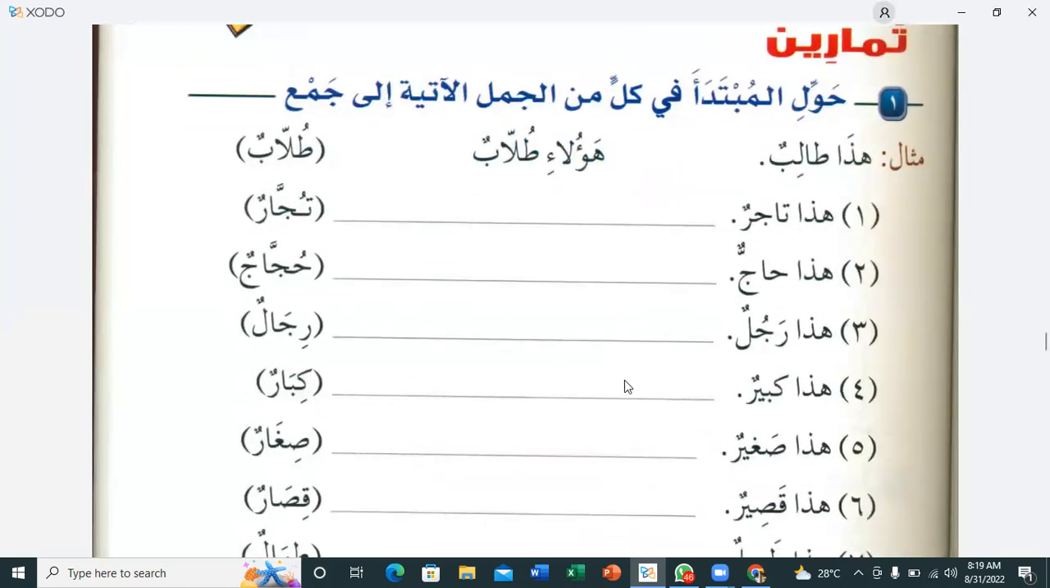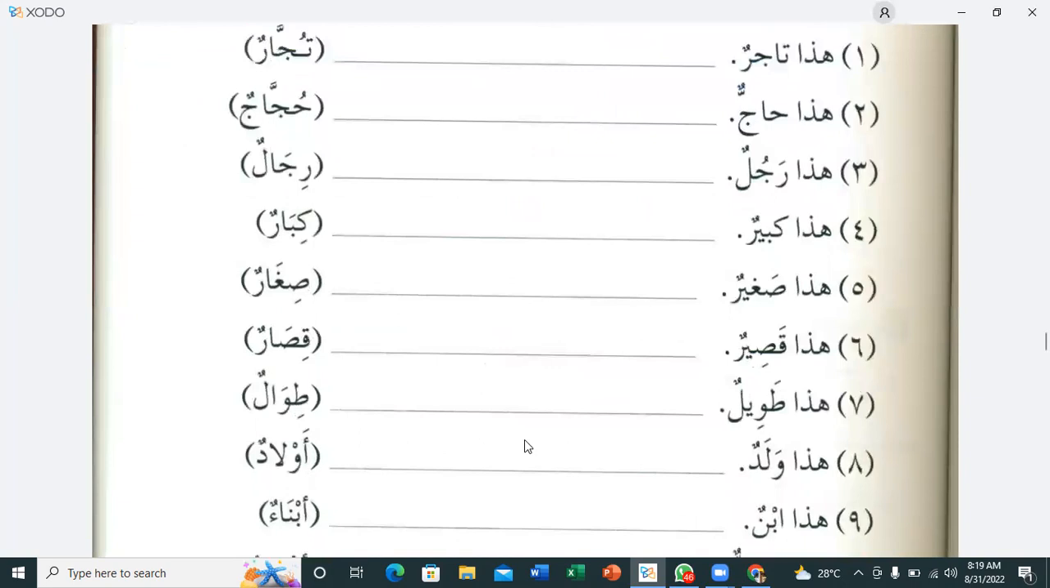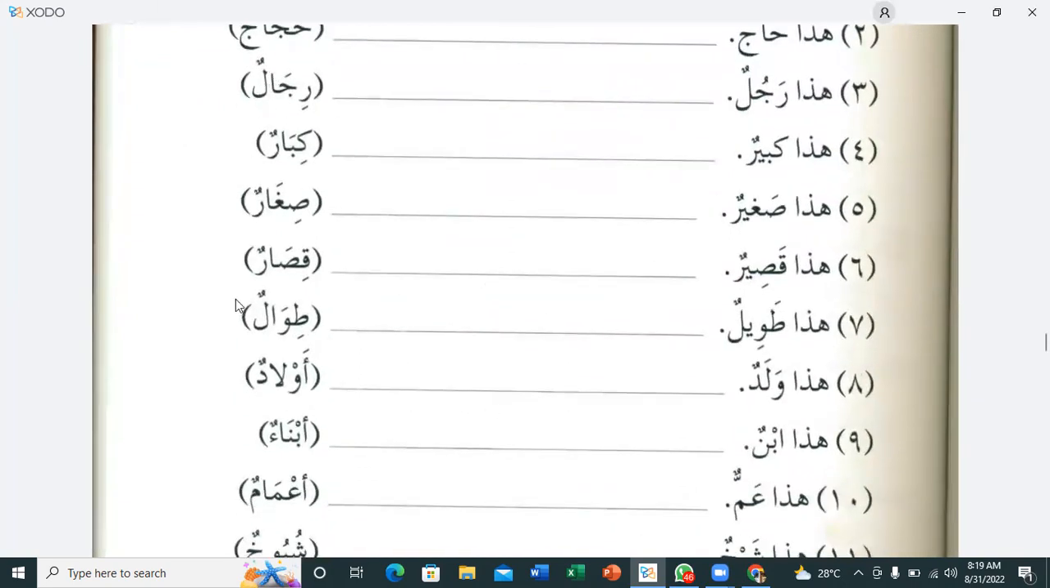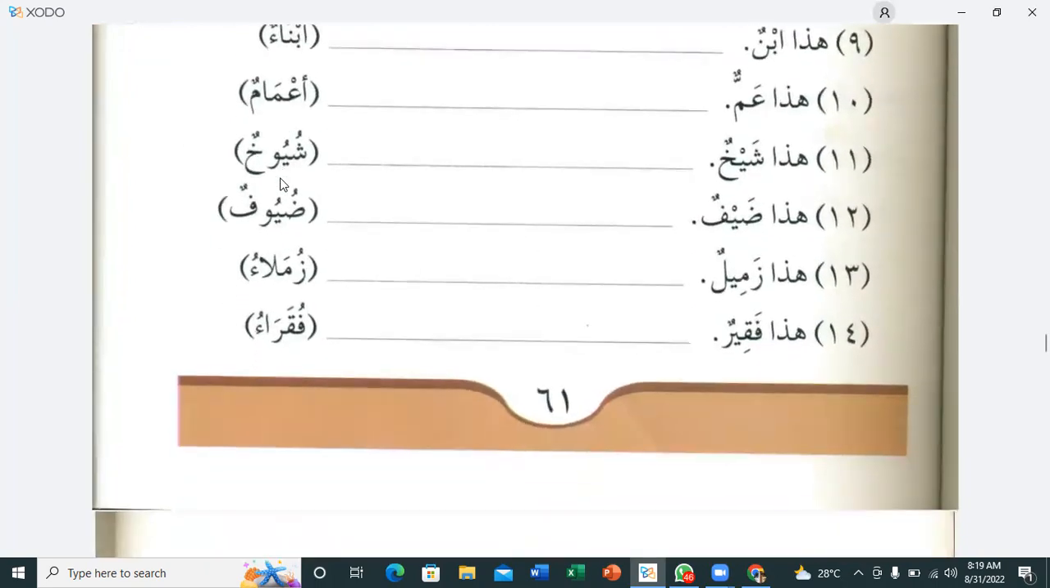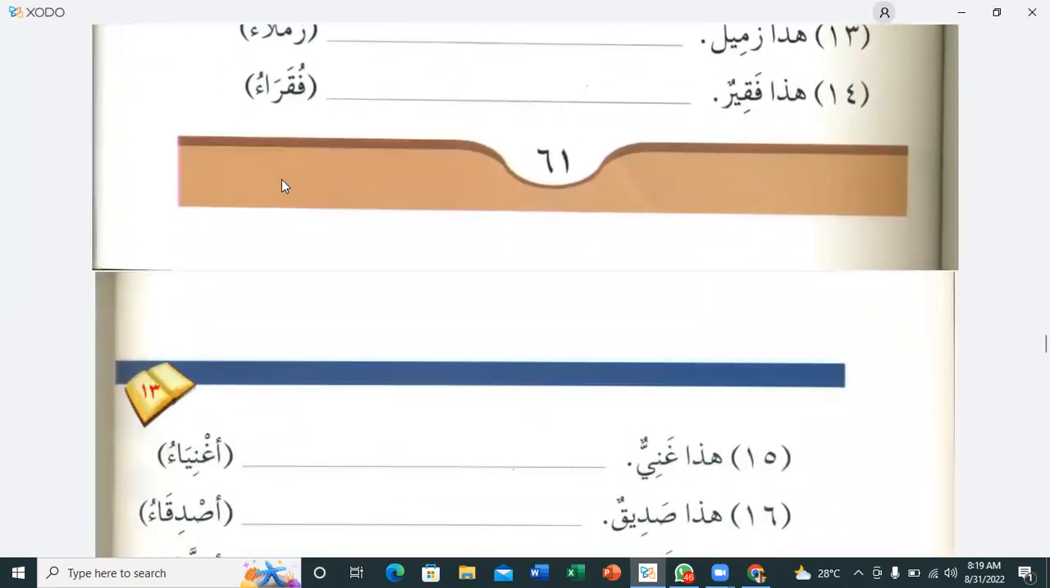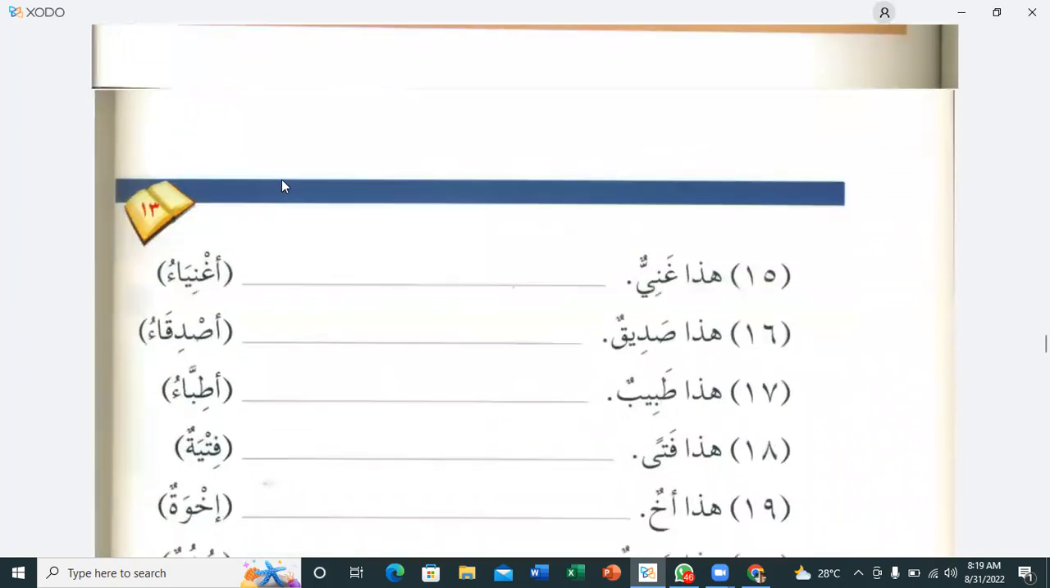In the completion of this exercise, هَذَا تَاجِرٌ. So you add هَؤُلَاءِ with every sentence. Okay? These all are plural. Got it? Yes, ma'am.